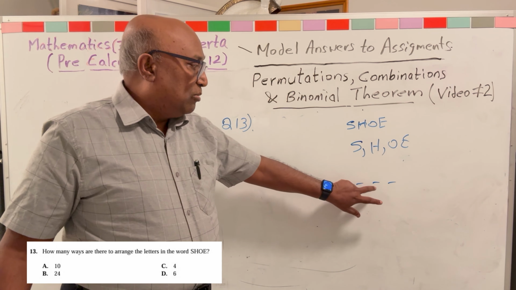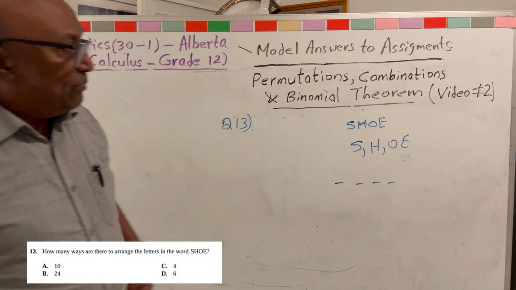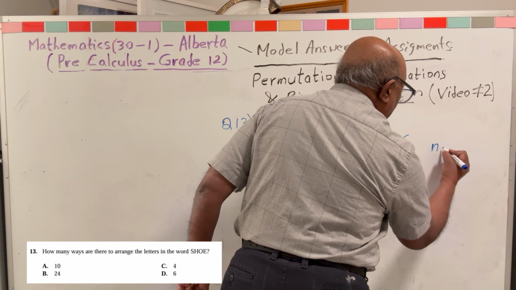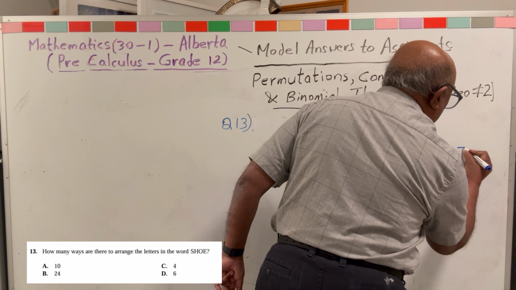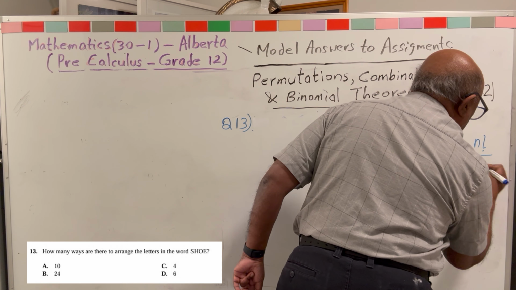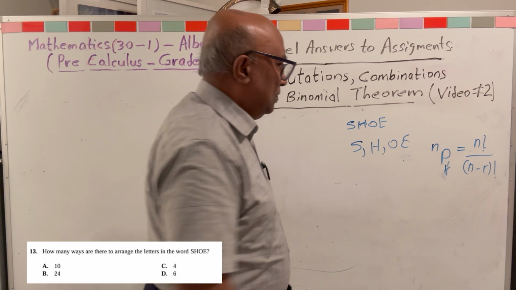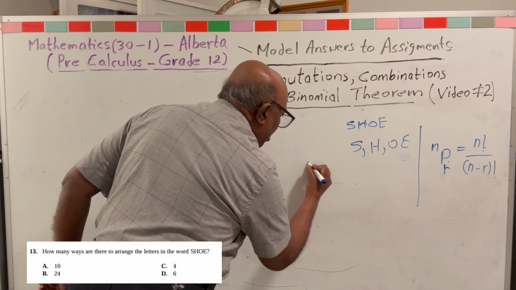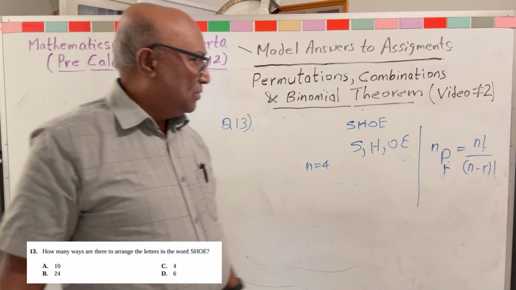Okay, now let's follow the different approach. That means let's apply the permutation formula. We can use this formula, nPr equals factorial n upon factorial n minus r. What is n? n is equal to the total number of letters.